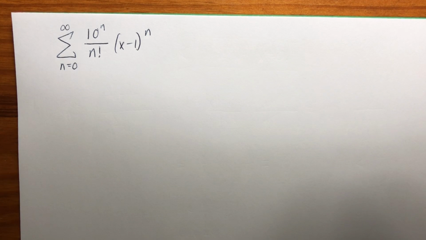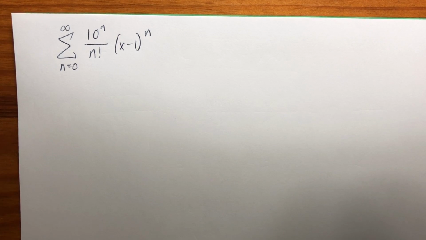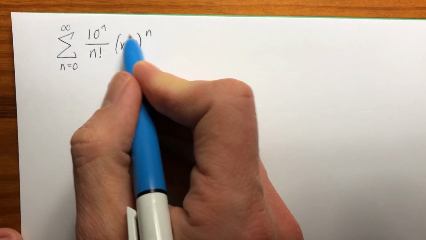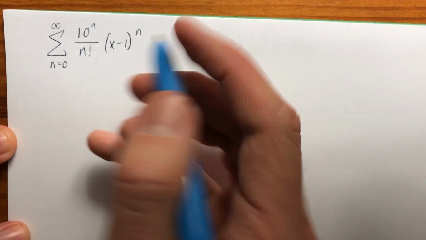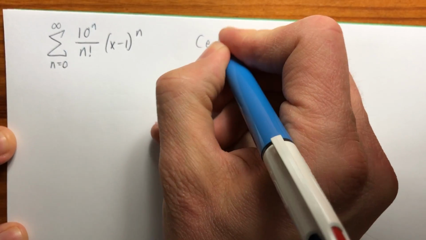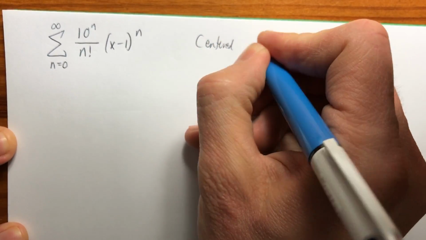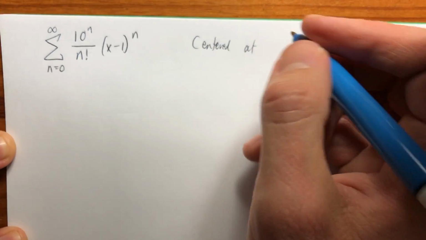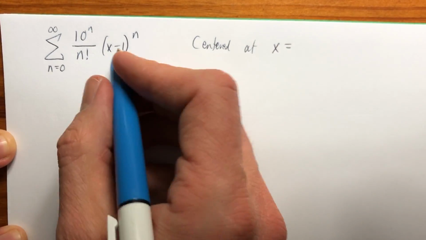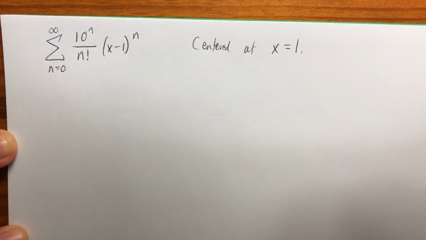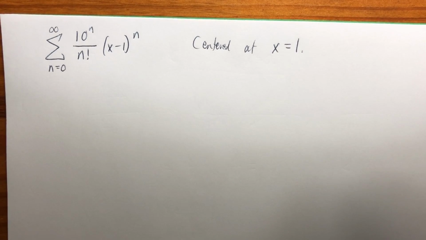Okay, same as what we did with the last problem. Let's start this one by figuring out where it is centered, and I'd like to think it's obvious. But this one is centered at, horizontal shift, so x equals 1. All right, that's the easy part.